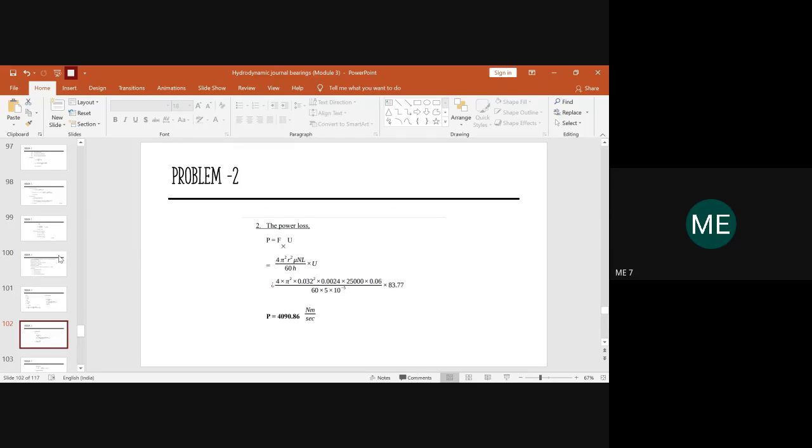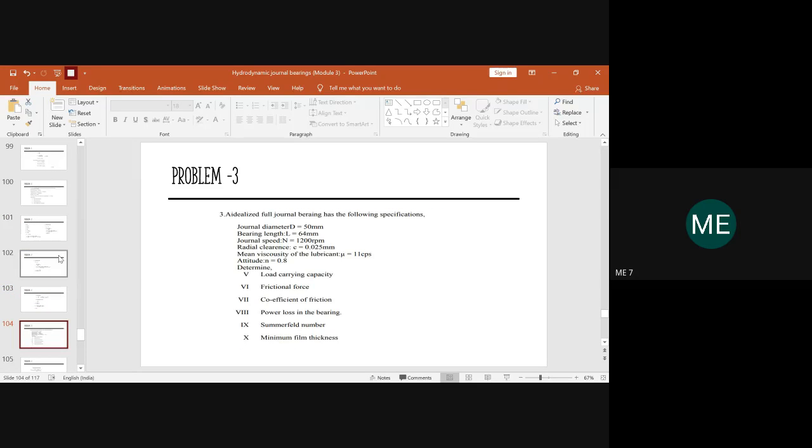So then after this, I just want to go with problem 3 before problem 2. So everyone please take down the question. You need to have the questions and then you need to solve the problem. So the second problem what we are solving here is an idealized full journal bearing again with the specifications. Kindly note down the given data. In the problem here, it is again an idealized full journal bearing and they have given some specifications of it.